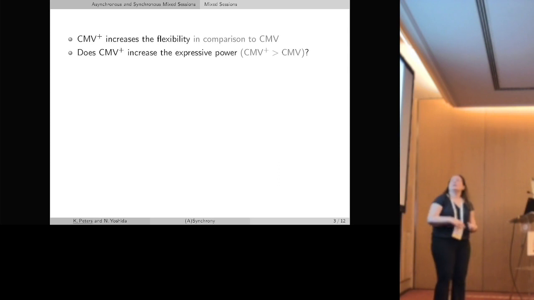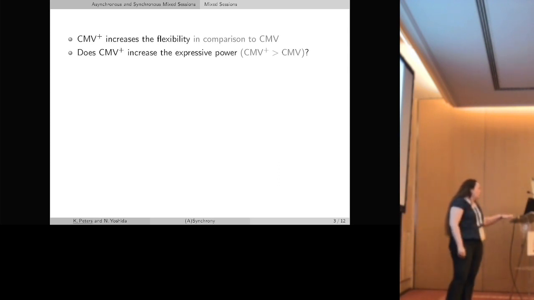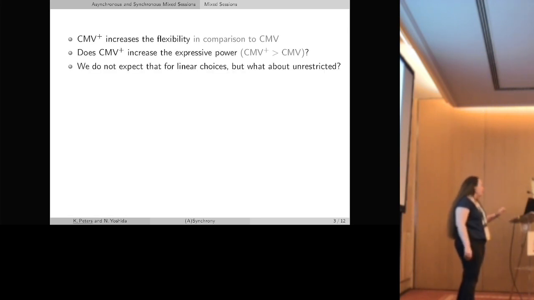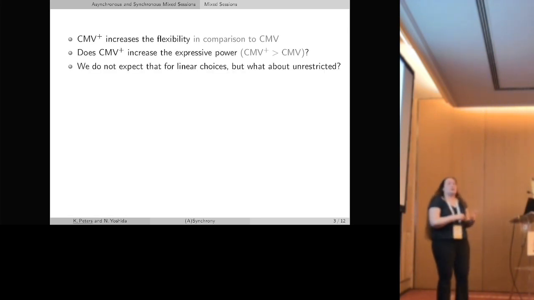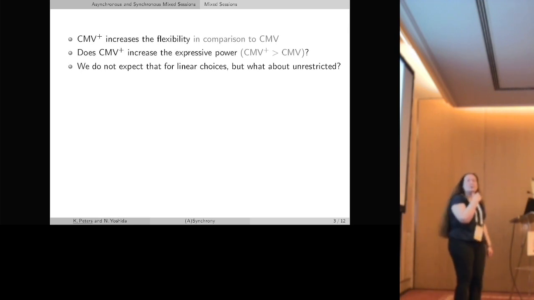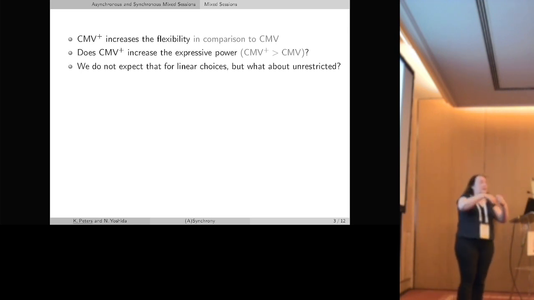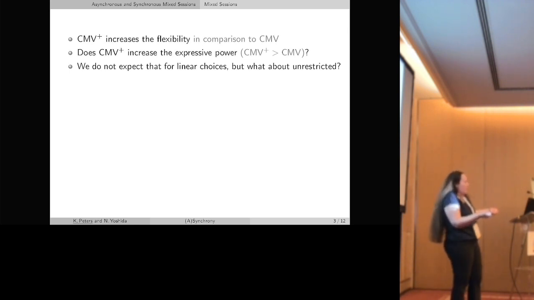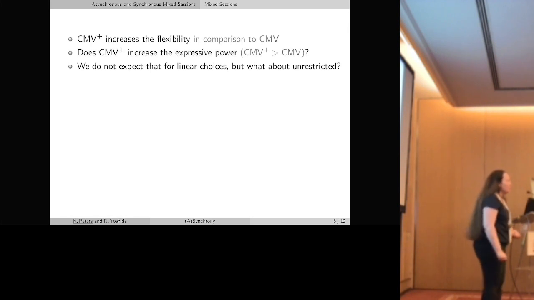And yeah, that's the question that we looked into in a paper that we submitted to ExpressSOS last year. What we wrote there is that we do not expect an increase in expressive power for linear choice, but for unrestricted, at least you should expect some increase in the expressive power, right? If you just look at that briefly.